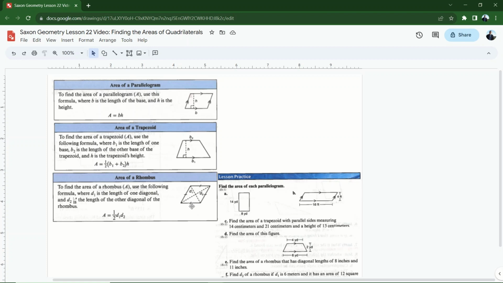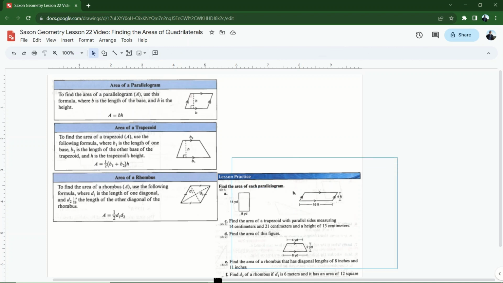Or alternatively, if we know both diagonals inside the rhombus, then we just take 1/2 times diagonal 1 times diagonal 2, and that also gives us the area. 1/2 diagonal 1 times diagonal 2, kaboom, we've got an area of a rhombus. Okay, now let's put this into practice.